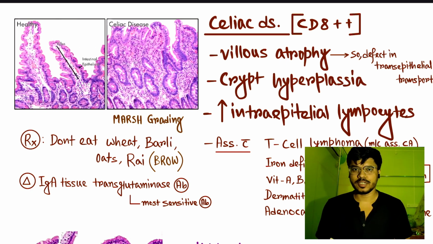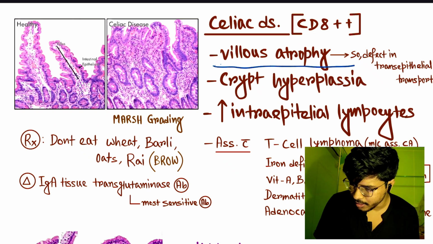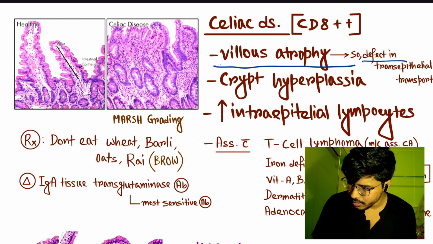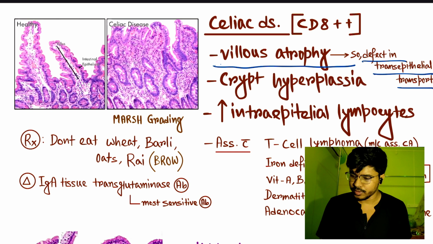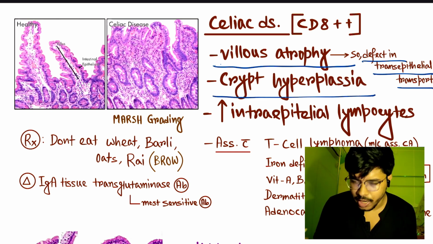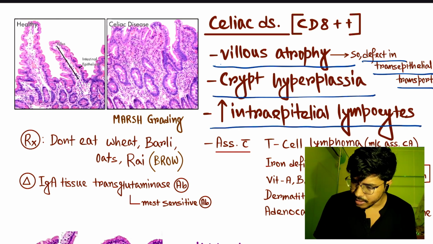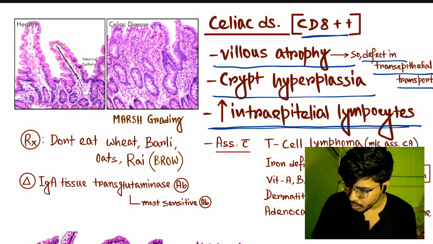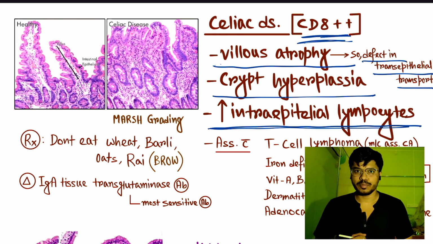Now the important features. In histopathology, there is villous atrophy, so there is a defect in transepithelial transport. And there is crypt hyperplasia. Increased intraepithelial CD8 plus cells in the lamina propria.